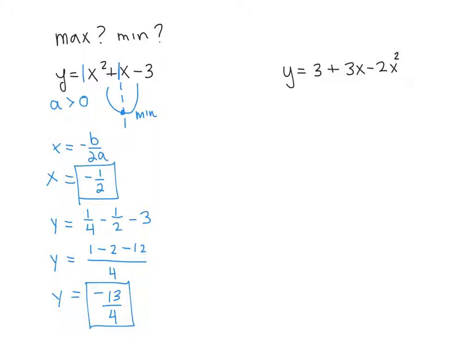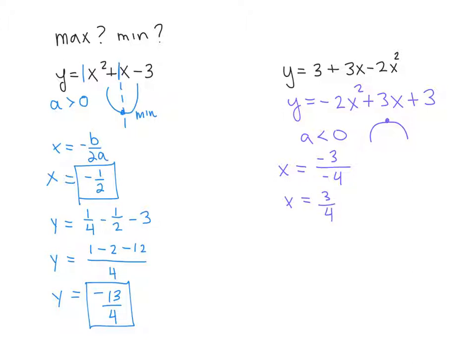Now let's look at the question on the right side. Let's rewrite this. So we have y is equal to negative 2x squared plus 3x plus 3. Since the a value is less than 0, it will be concaved down, so we will have a maximum value. Again, with the axis of symmetry, negative b over 2a, negative b, so that's negative 3, over 2 times a, that's 2 times negative 2, negative 4. So x is equal to 3 over 4.